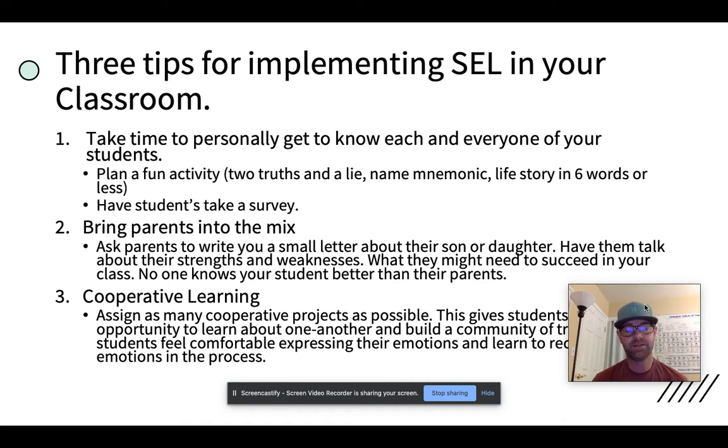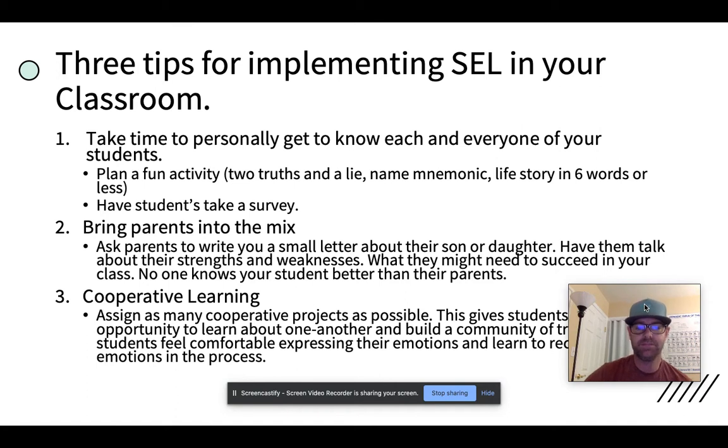Number two, bring parents into the mix. Ask parents to write you a small letter about their son or daughter. Have them talk about their strengths and their weaknesses, what they might need to succeed in your class. Because after all, no one knows your student better than their parents, and they're the key source. I mean, if you really want to get to know what works for your students, talk to the parents.